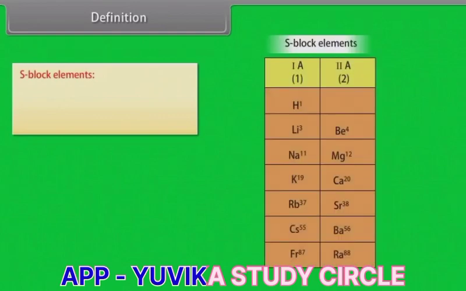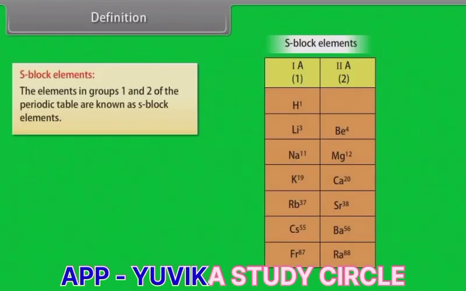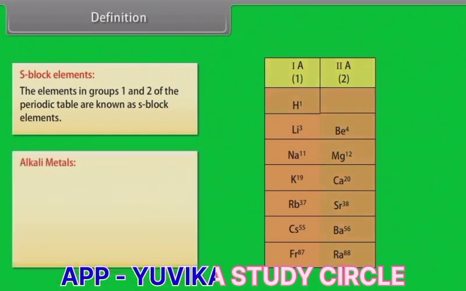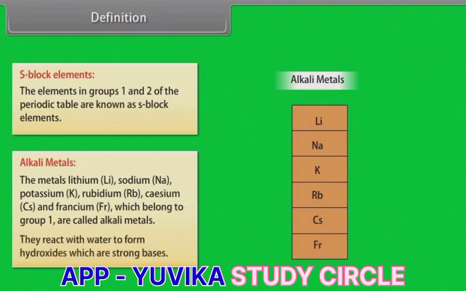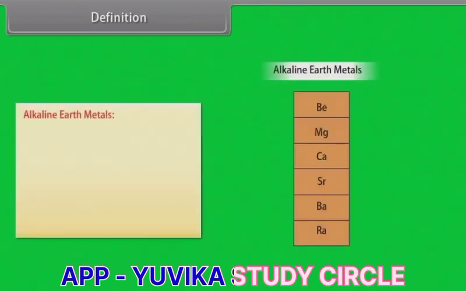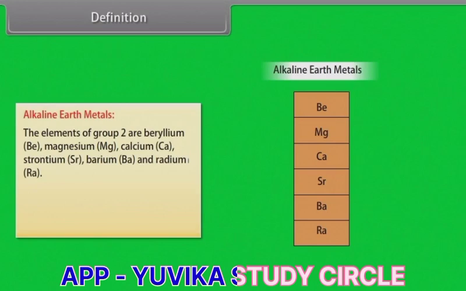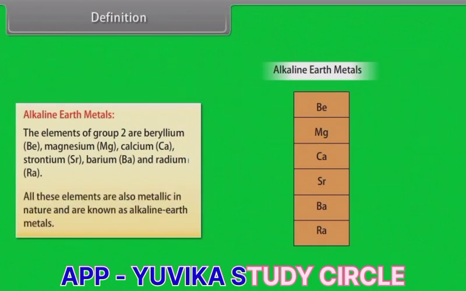Definition. S block elements. The elements in group 1 and 2 of the periodic table are known as S block elements. Alkali metals. The metals lithium, sodium, potassium, rubidium, caesium and francium, which belong to group 1, are called alkali metals. They react with water to form hydroxides, which are strong bases. Alkaline earth metals. The elements of group 2 are beryllium, magnesium, calcium, strontium, barium and radium. All these elements are also metallic in nature and are known as alkaline earth metals.